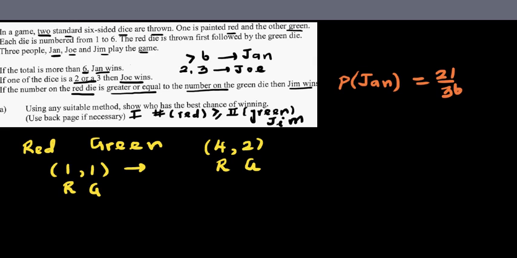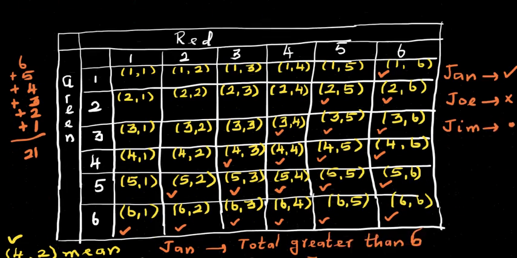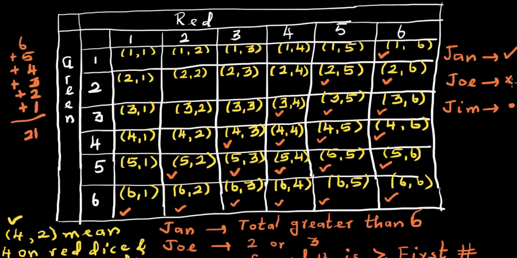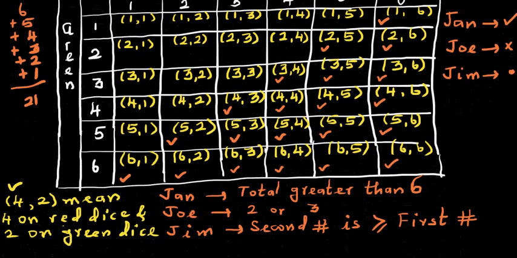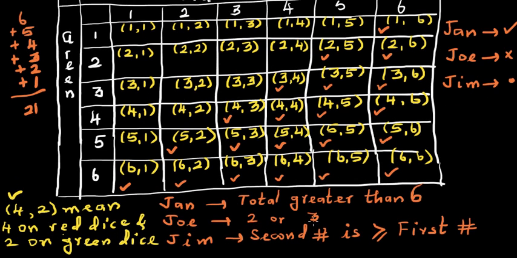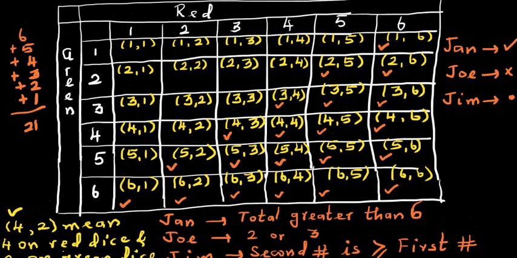We need to go very slowly. Let's look at the next possibility. We will do a cross for Joey. Joey wins when you have 2 or 3 on the die, so you'd only look for the number 2 or 3. Let's put a cross for Joey. This is Joey, this is Joey, these are not Joey. You have to only look for 2 or 3.